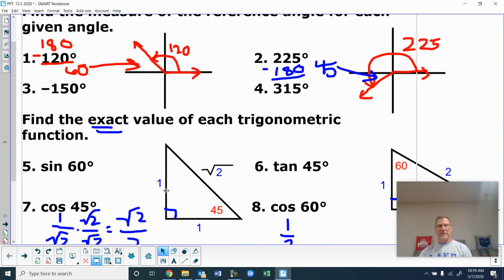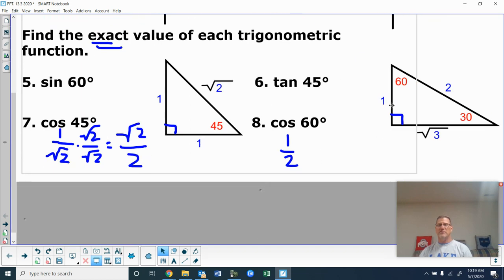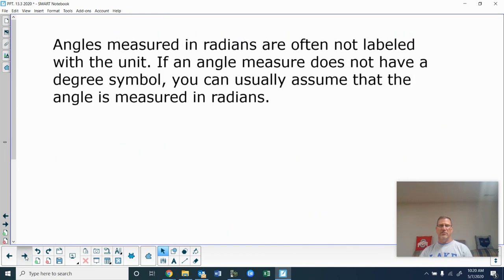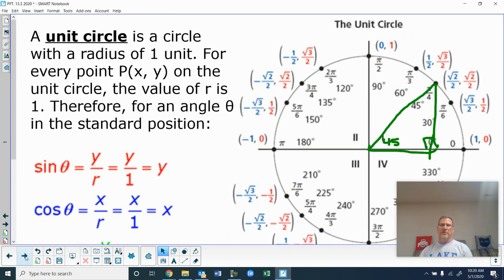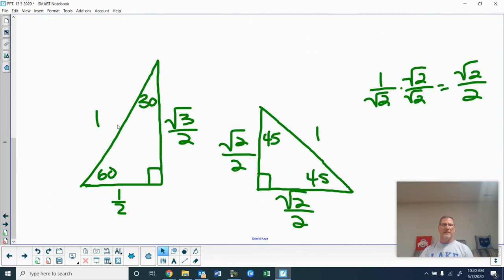All right, these were 1s and the square root of 2 for the 45, and this was a 1, square root of 3, and a 2 for the hypotenuse. Well, on the unit circle, hypotenuse is 1, always. Okay, so I did it making these 1s.